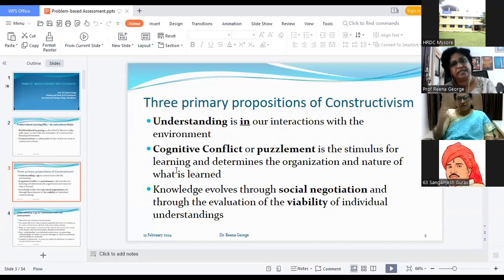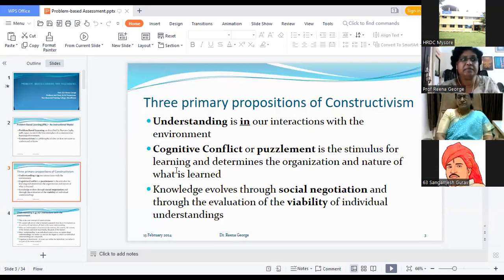Cognitive conflicts are needed, puzzlement, social negotiation, and viability. See, facts are facts because they are commonly accepted. Once we believed that the earth is flat, and that was a fact then.